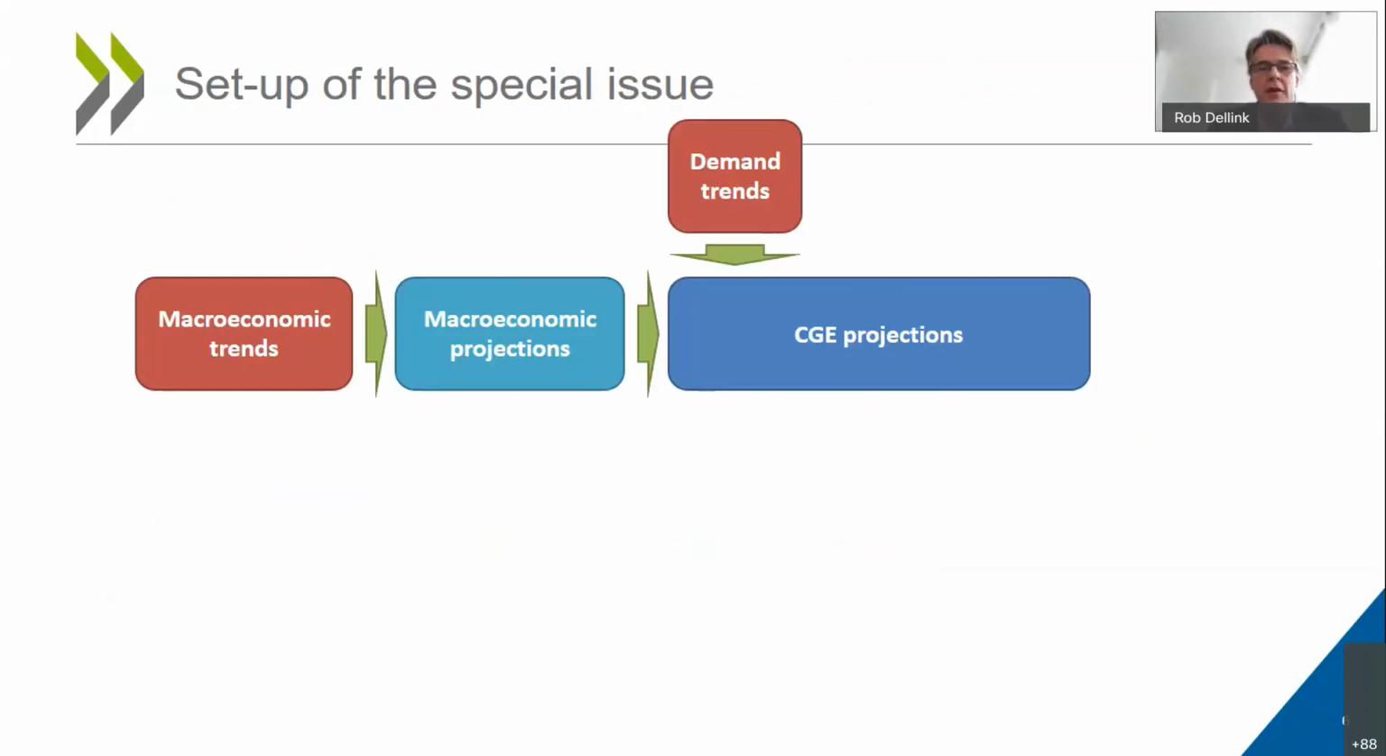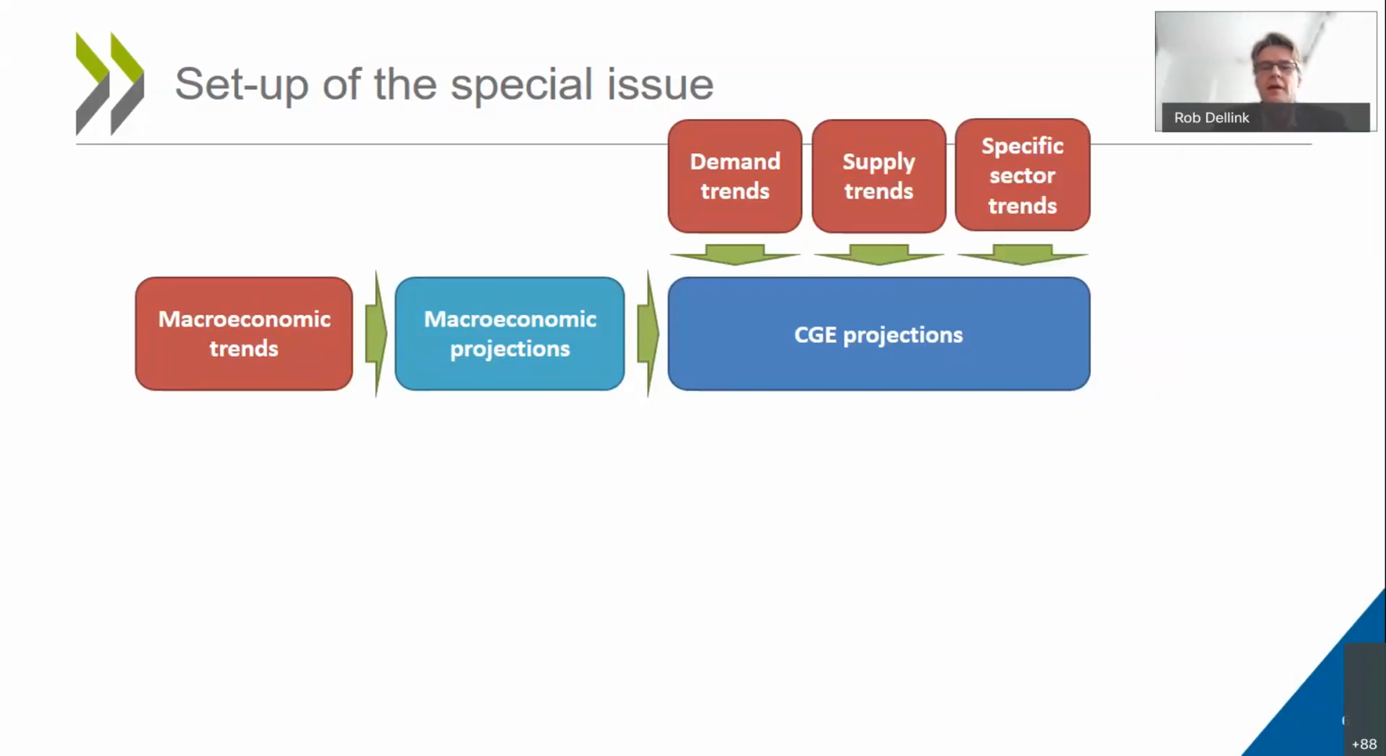Second of all, you need to look at the demand trends. So what happens to consumers, government, investment sector, and that will also be presented later. Then the third element that you need is looking at producers and how they evolve over time. So basically the supply trends.